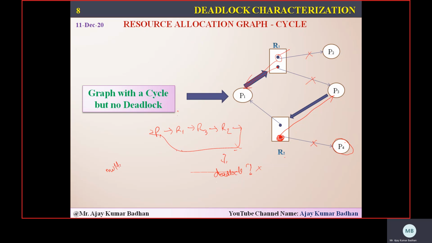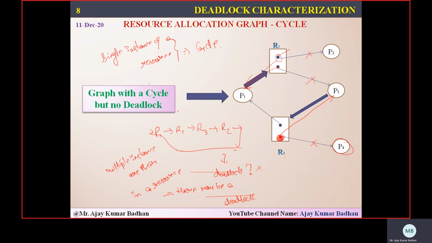If multiple instances are there in a resource, then there may be a deadlock, but it's not sure. But if we have a single instance of a resource, and a cycle is forming, then definitely it is a deadlock. Like instead of two, we have only a single dot.